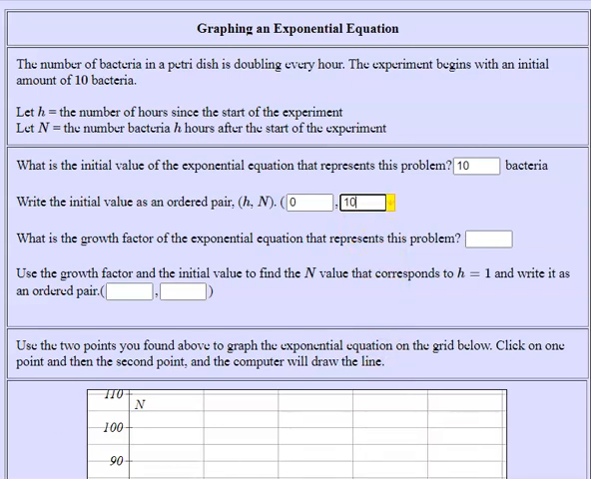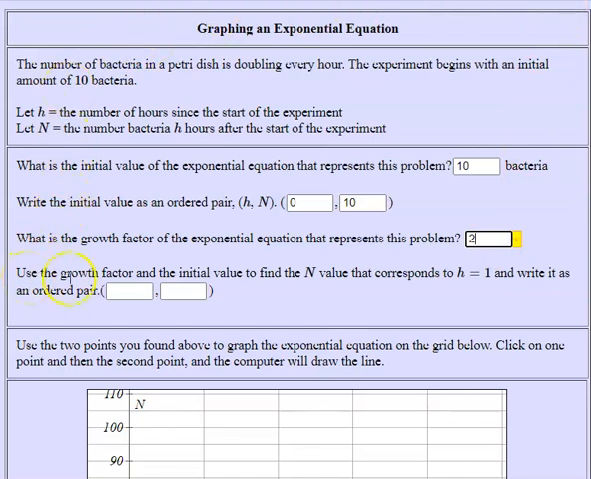Let's look at the next question. What is the growth factor of the exponential equation that represents this problem? Okay, so since the bacteria are doubling, it's a growth factor. They're not decaying or splitting in half. And doubling means that for every increase in the number of hours, the previous number of bacteria doubles. And doubles is the same as multiplying. Since we want a factor, we want to multiply by the factor of 2.